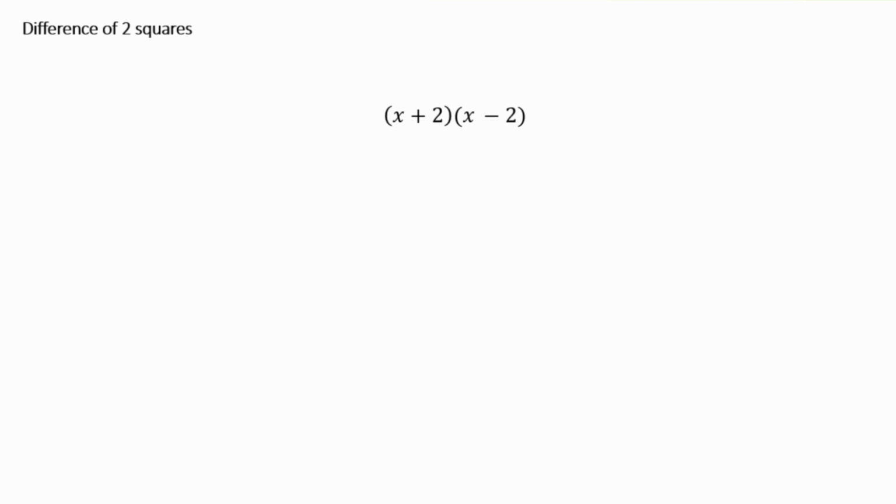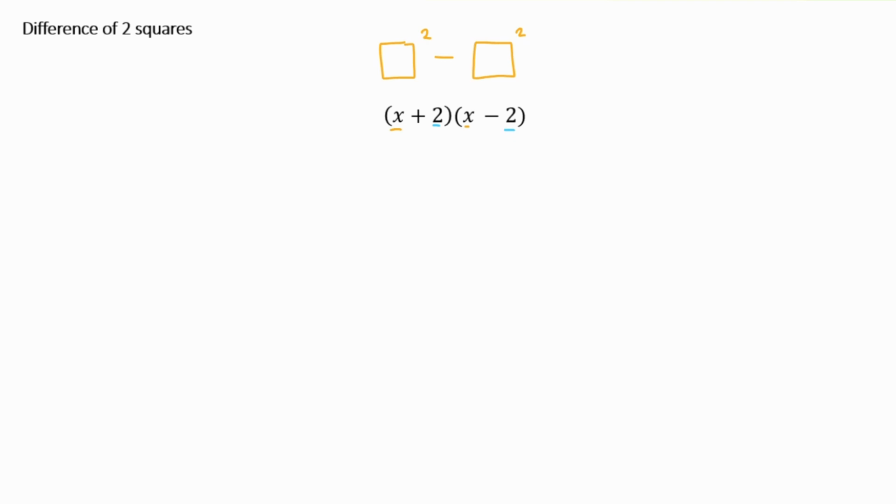So a difference of two squares is a special approach that we use in order to factorize expressions that have got one squared term, take away another squared term or a square number. So as we can see, in the brackets here, we've got x in both the brackets, and in one of the brackets, we've got x plus 2. In the second bracket, we've got x minus 2.